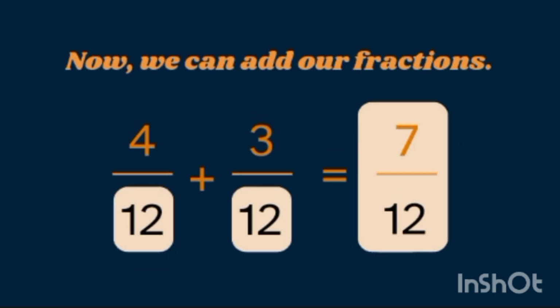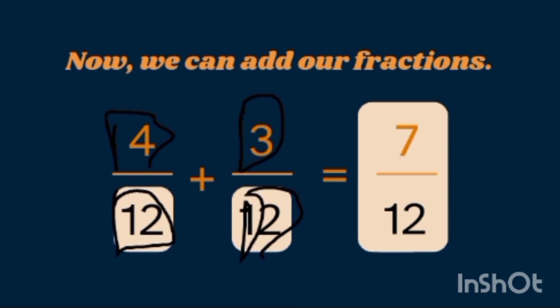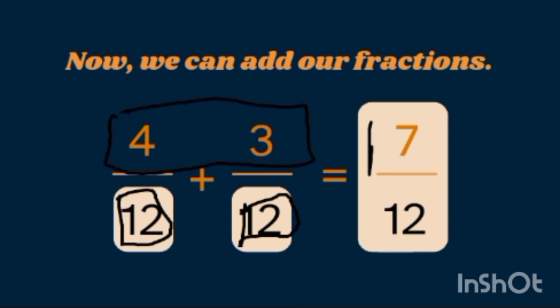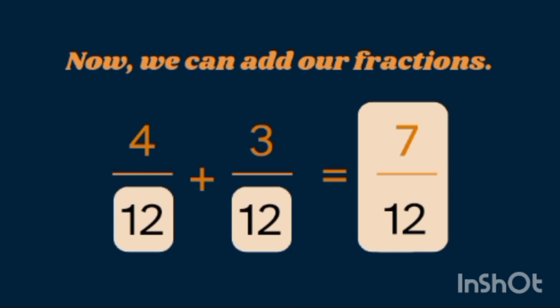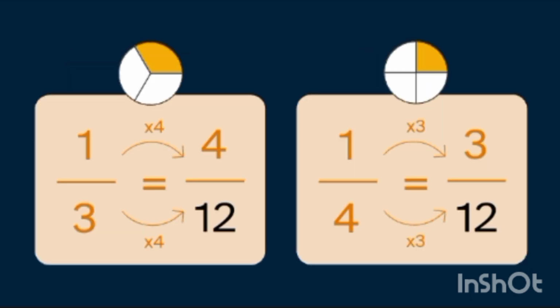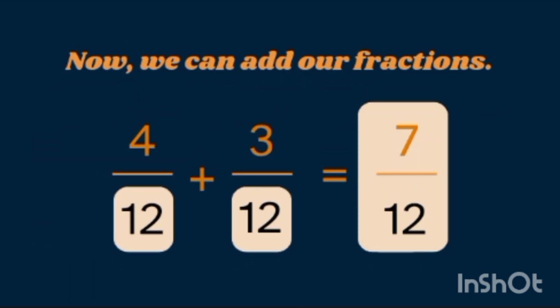Now you have 4 by 12 and 3 by 12. Now you have the same denominator. Now just add the numerators, which is 7. And here's your answer. Now your answer is 7 by 12. If you can simplify it, you can simplify it, but in this case the answer is already in the simplified form, so you don't need to simplify. Okay, let's just move to the next one.